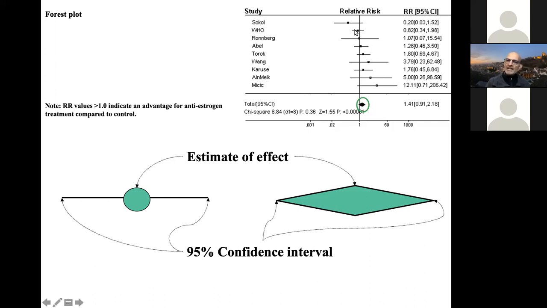So what happens in a meta-analysis is that all these individual points, including those below one, including those very close to one, including those much greater than one, are all put together into a single summary point, which in this case happens to be 1.4, a little bit above one. And then all the confidence intervals are combined together to produce a summary confidence interval. And you can see that this length of the diamond from one side to the other is much shorter than the length of any of the individual studies.